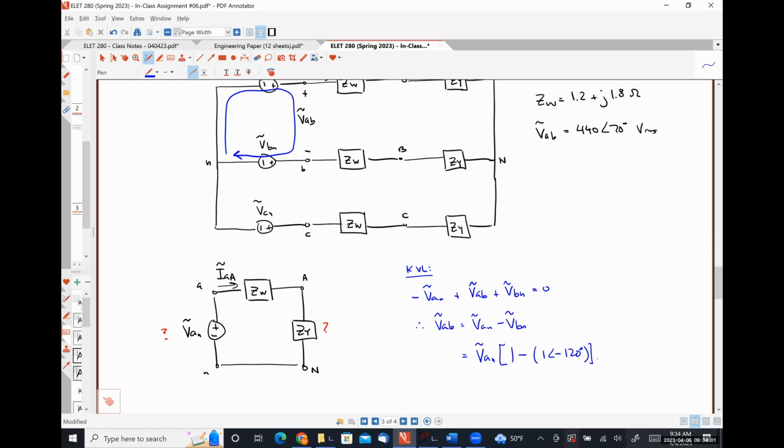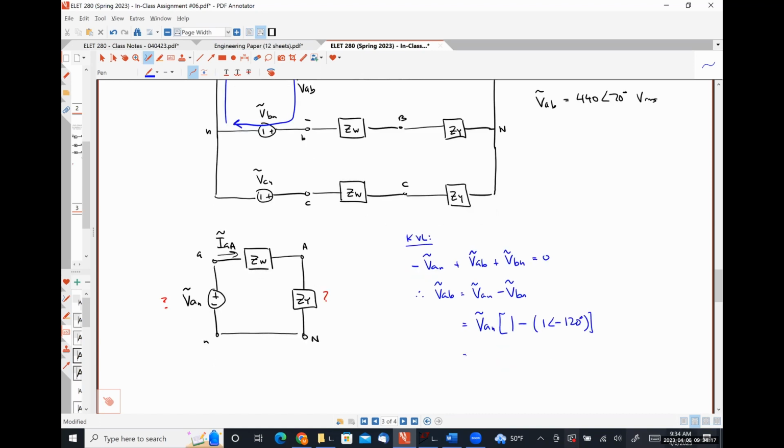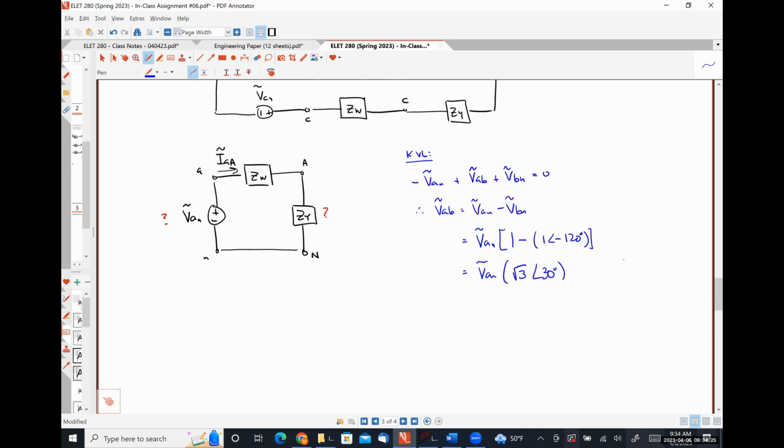Right, but I'm asking, if you put in your calculator the number 1 minus 1 angle negative 120 degrees, what are you going to get back? Square root of 3 angle 30 degrees. That's a very important quantity that you're going to use a lot when we're dealing with three-phase systems. So this is the same thing as VAN times √3 angle 30 degrees. And from here, we can see that VAN is simply VAB divided by √3 angle 30 degrees.